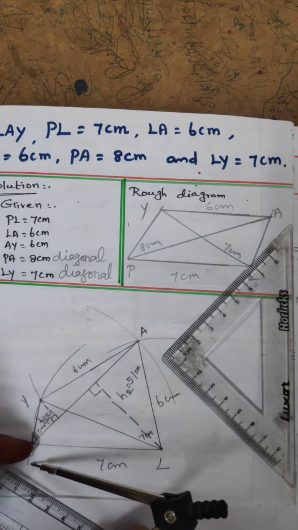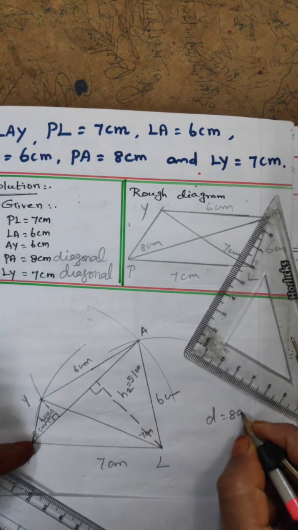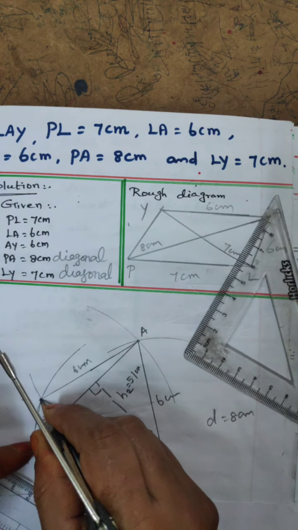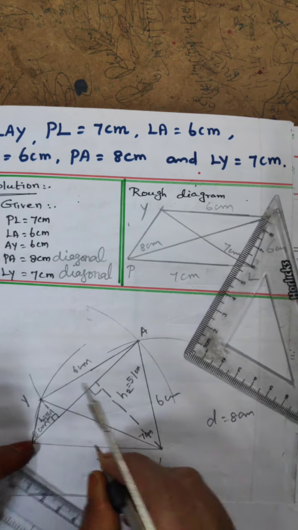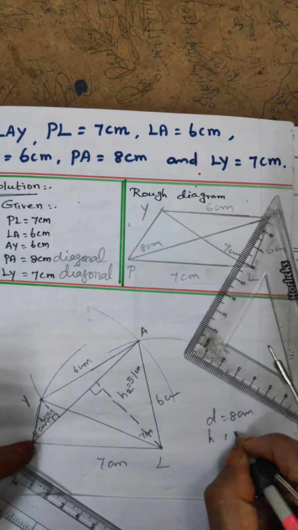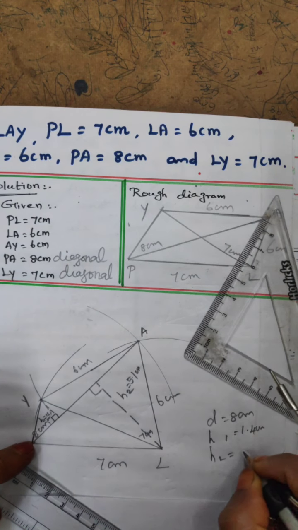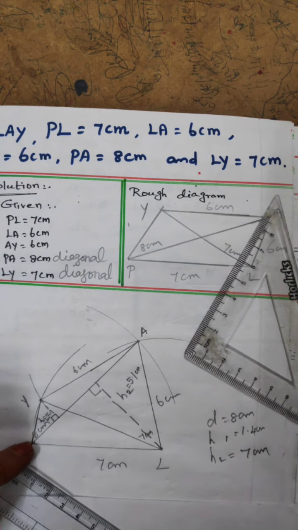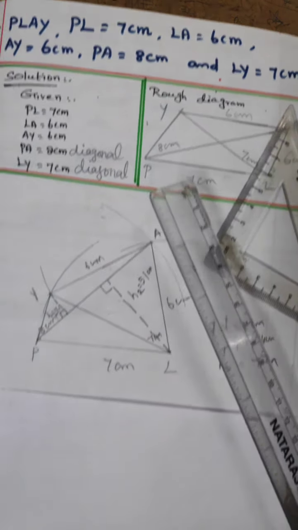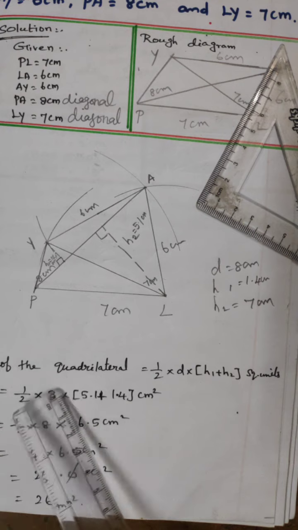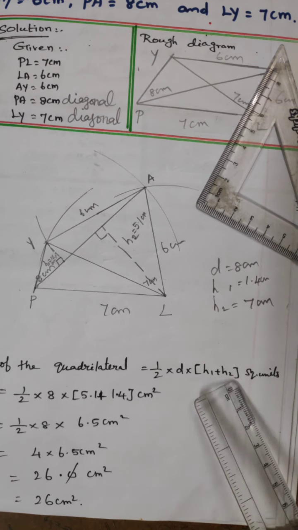Now which diagonal do you select for doing that work? PA diagonal. P and A diagonal is 8 centimeter. So D value equal to 8 centimeter. H1 value equal to 1.4 centimeter, and you stop your work up to this, enough. H2 value equal to 5.1 centimeter. Okay, now use this value and find the area. Area of the quadrilateral equal to 1 by 2 into D into H1 plus H2.